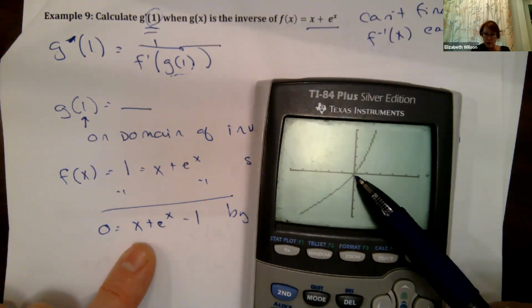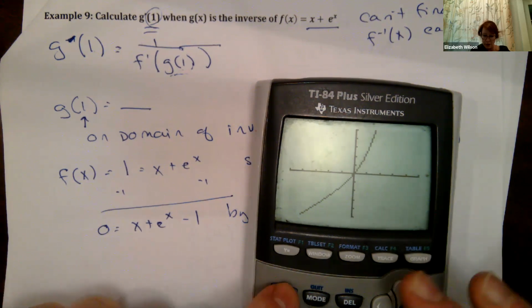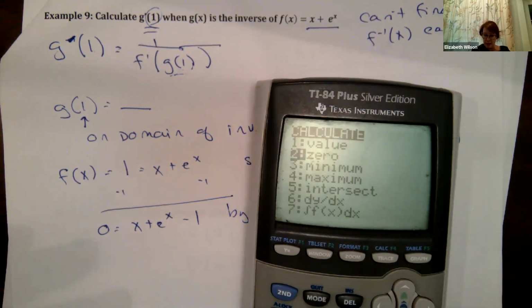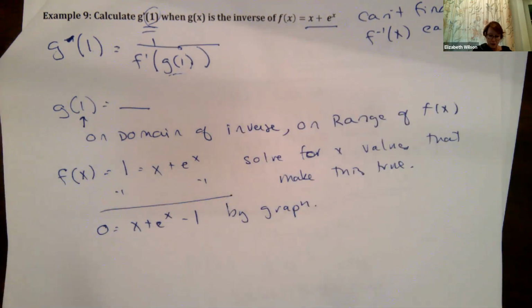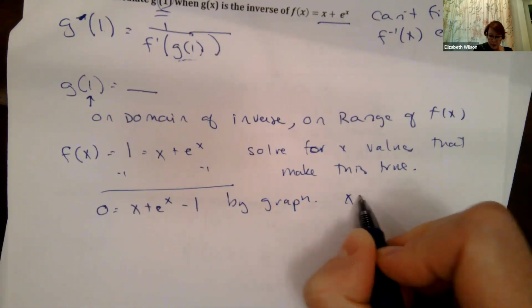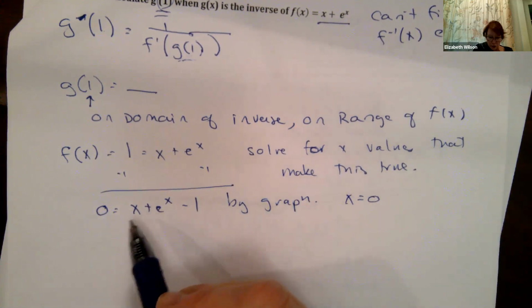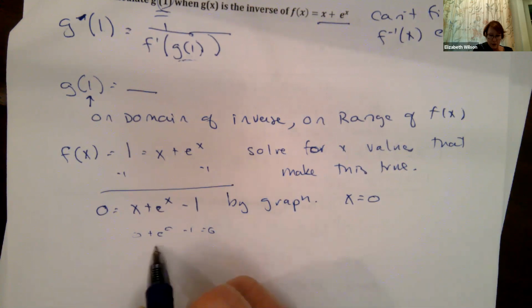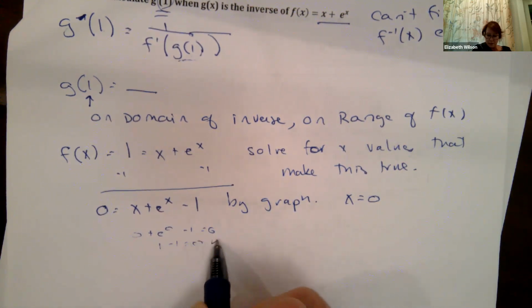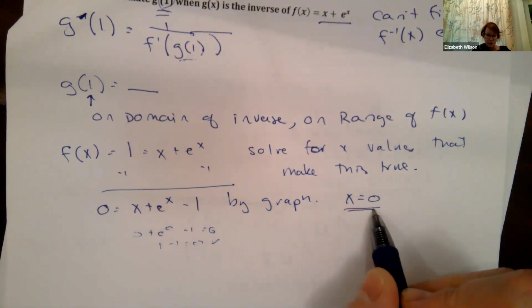It looks like this. It looks like I have a solution here. So I'm going to hit my zero button, and I'm going to use it to help me find where that is. So this says when x is equal to 0, this is true. So let's just plug it in. 0 plus e to the 0 minus 1 equals 0. So 0 plus e to the 0 is equal to 1. 1 minus 1 is equal to 0. So x equals 0 makes this true.